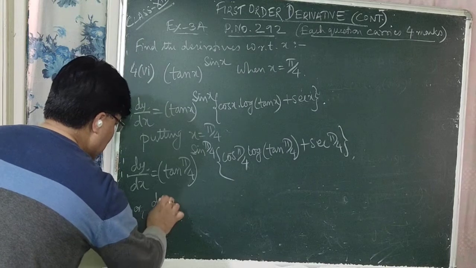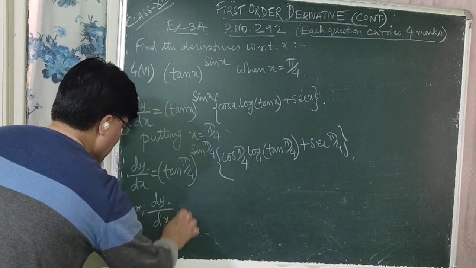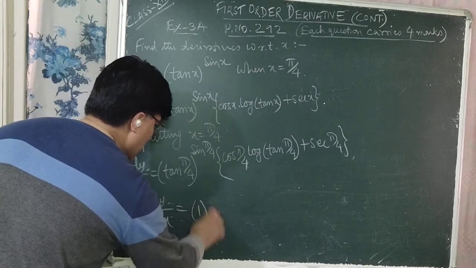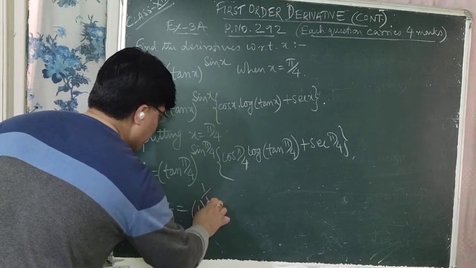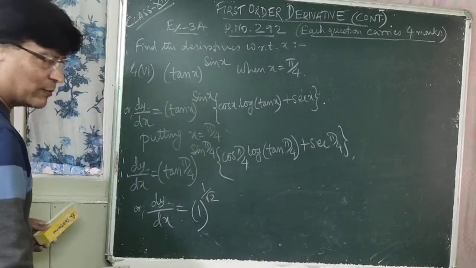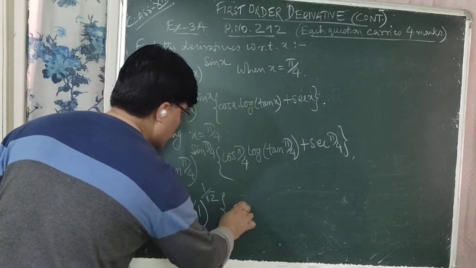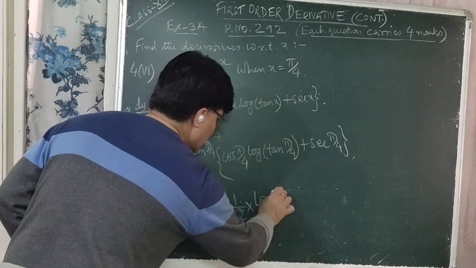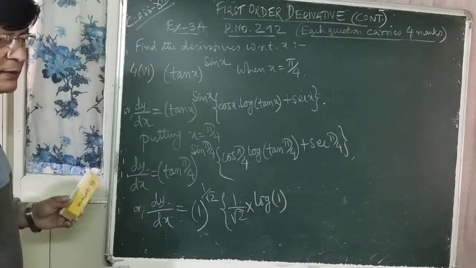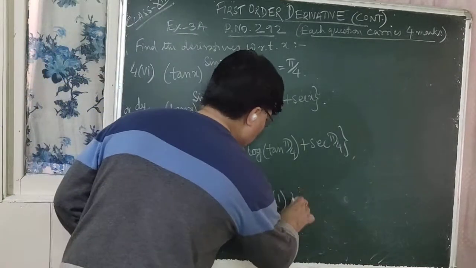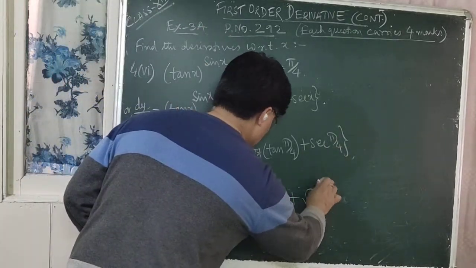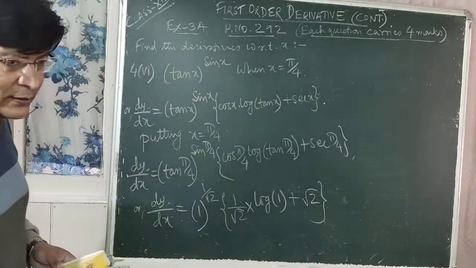Or dy by dx is equal to, what is tan pi by 4? 1. Whole to the power, what is sin pi by 4? That is sin 45 degree is 1 by root 2. And what is cos pi by 4? Again it is 1 by root 2 into log 1, tan pi by 4 is 1, plus what is sec 45? Pi by 4 is 45, what is sec 45? It is root 2. Is that clear?